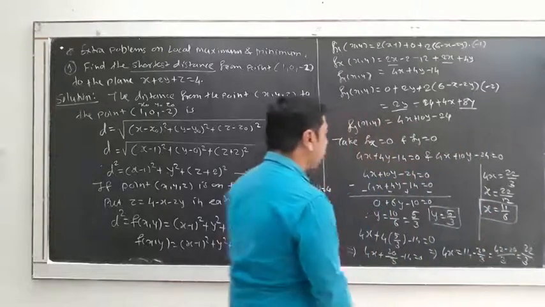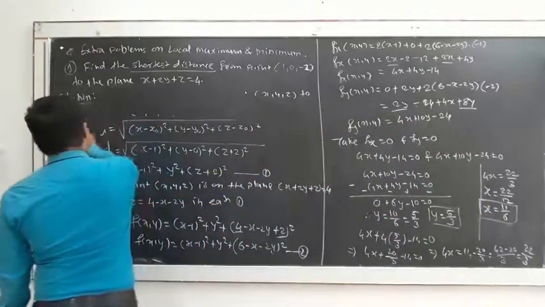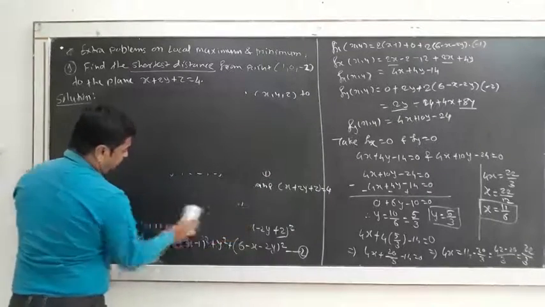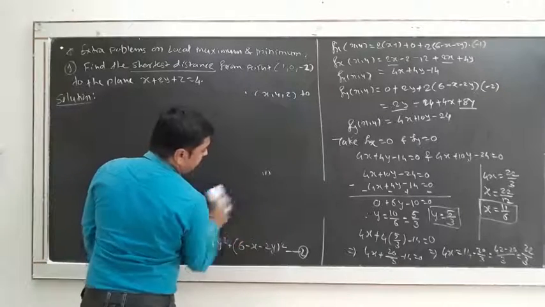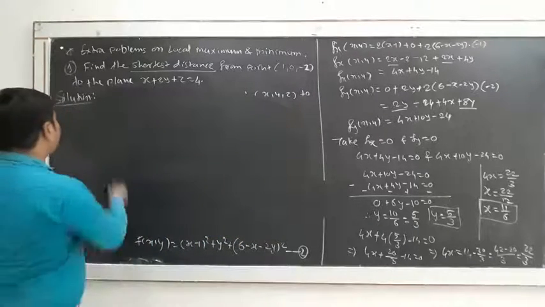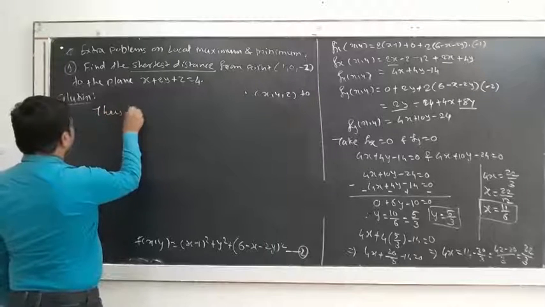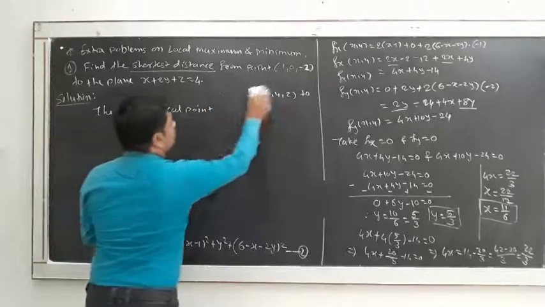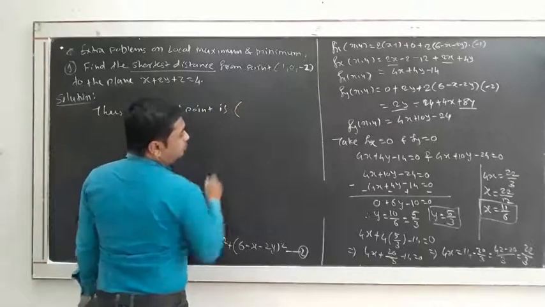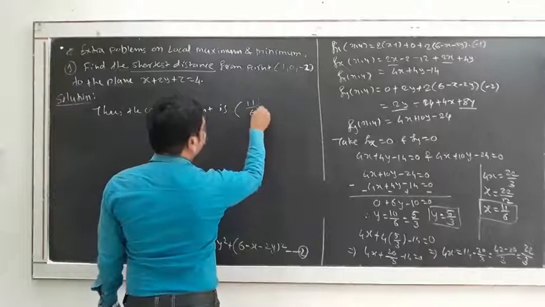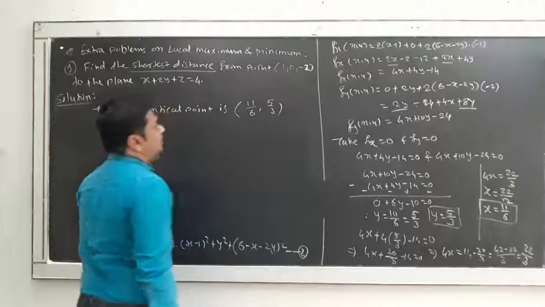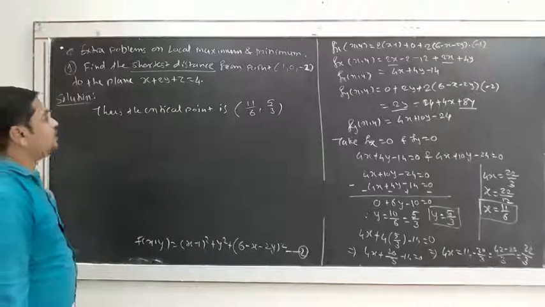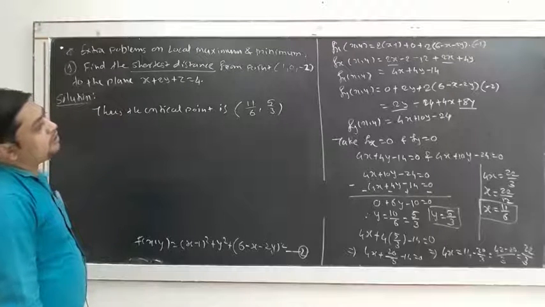Then what critical point are you getting? This function is important, so I am not erasing this. Thus the critical point is what? What is our critical point? It is (11/6, 5/3). And now we have to find whether it is a minimum or maximum, to then find the shortest distance.